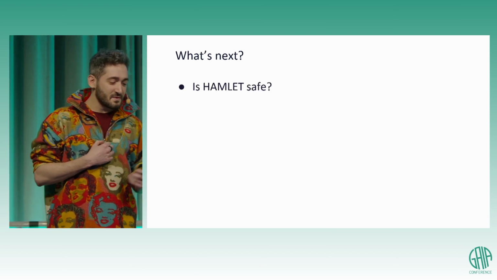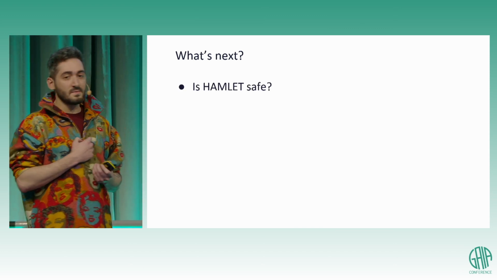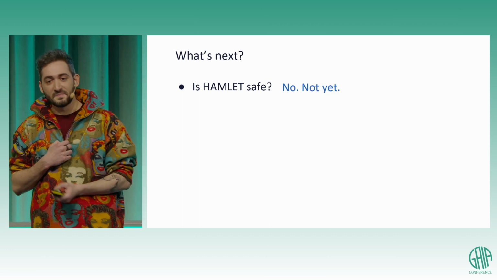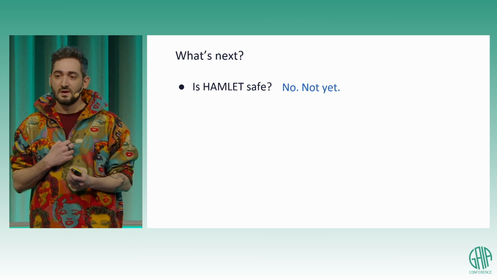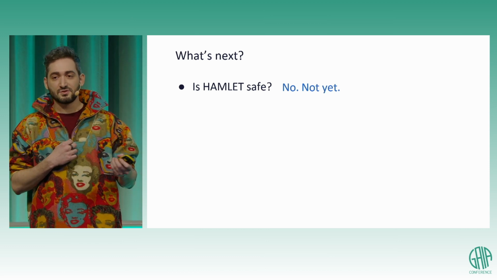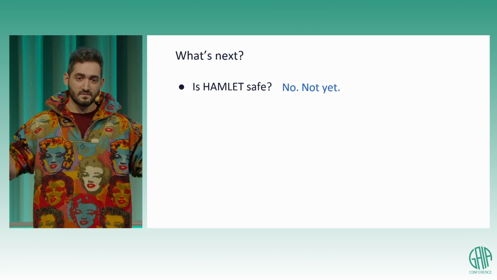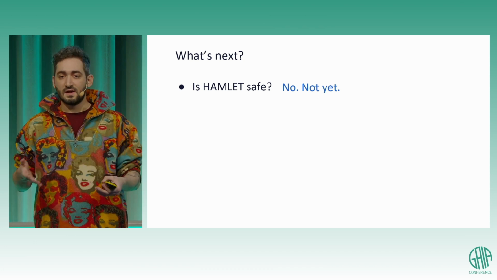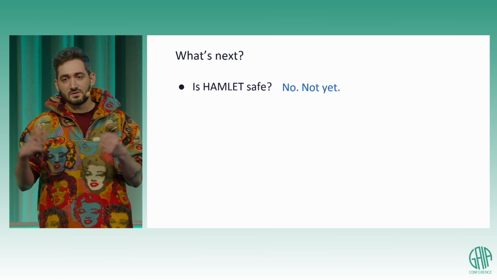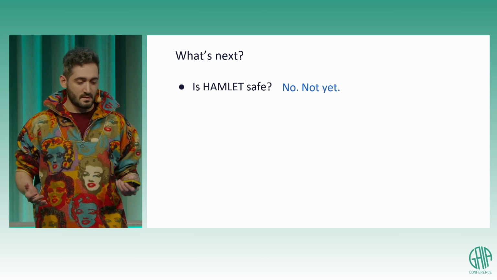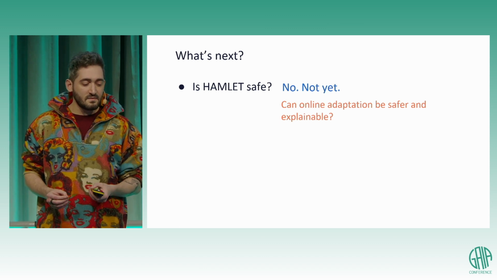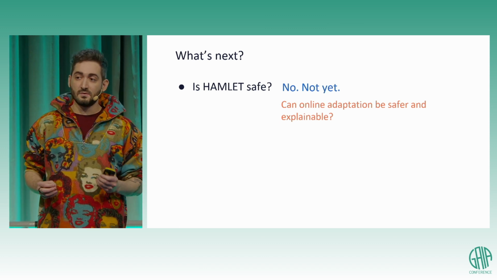So what's next? First of all, is Hamlet safe? No, not yet. Why? Because there are no guardrails. We haven't measured any catastrophic forgetting, but we know it might be possible. We introduced some regularization practices, but there's no mathematical guarantee that this will not happen. So can online adaptation be safer and, crucially, explainable?